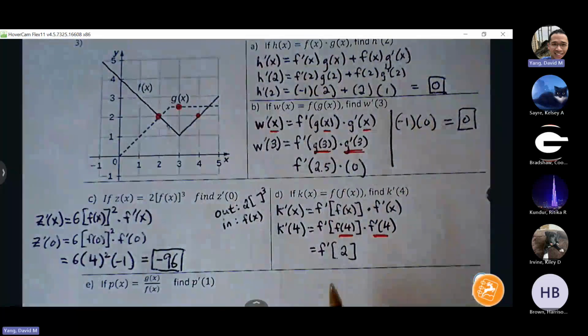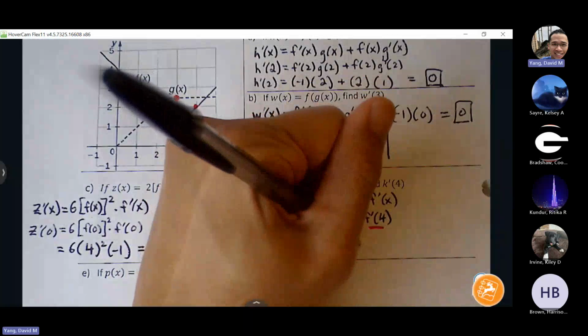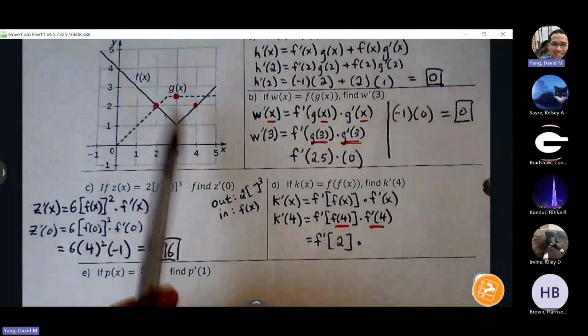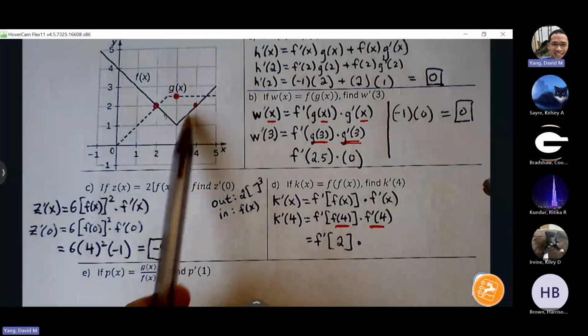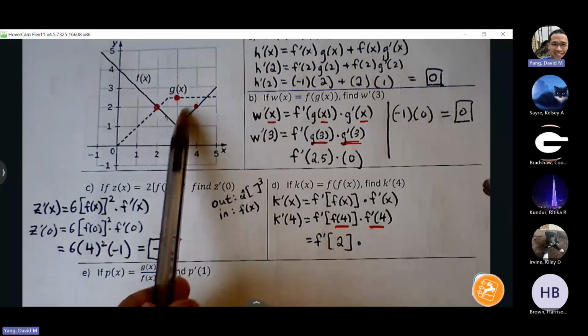But we haven't resolved that outside f prime yet. We just figured out what that inside part is. Times f prime of 4. So f prime of 4, the slope of the f graph at 4 here, this line segment has a slope of 1, up 1 over 1.